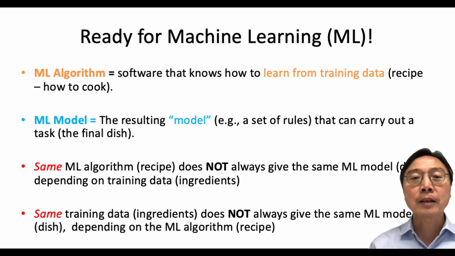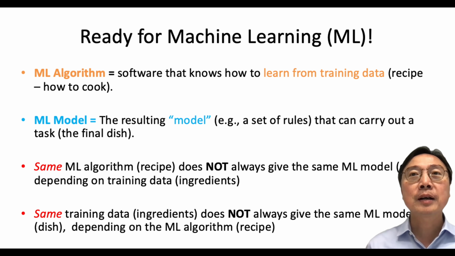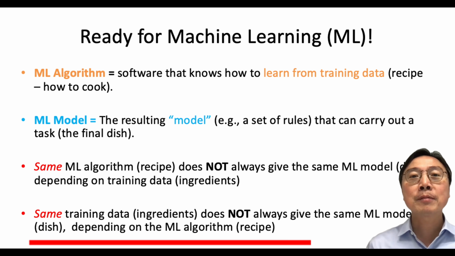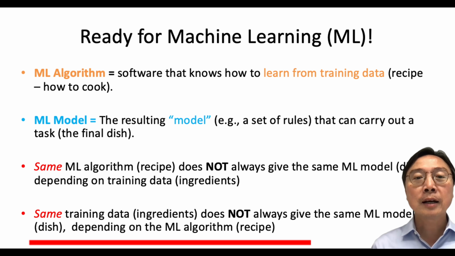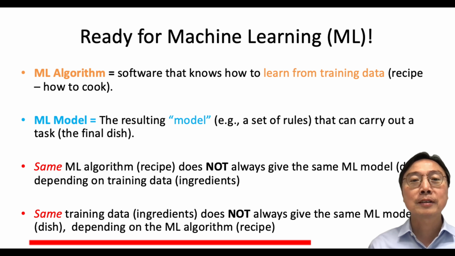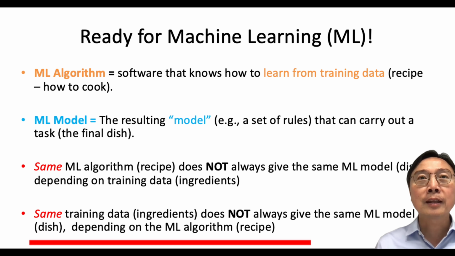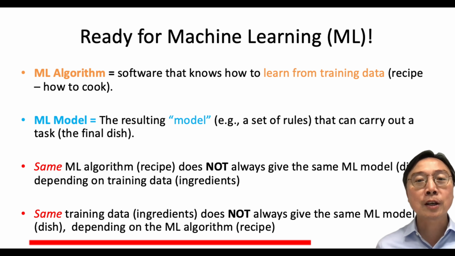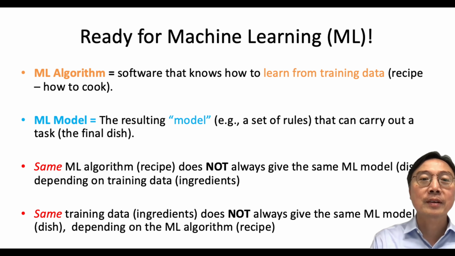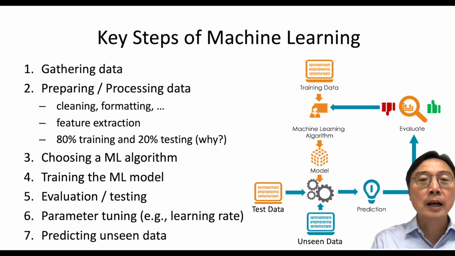Another scenario is that I give you the same quality ingredients, the same quality data set for training. But it will not always give you the same machine learning model if the recipe is different, if the machine learning algorithm is different. So we have to understand this. We have to pick the right algorithms and prepare good quality data, and then hopefully we can get a good machine learning model as the outcome.